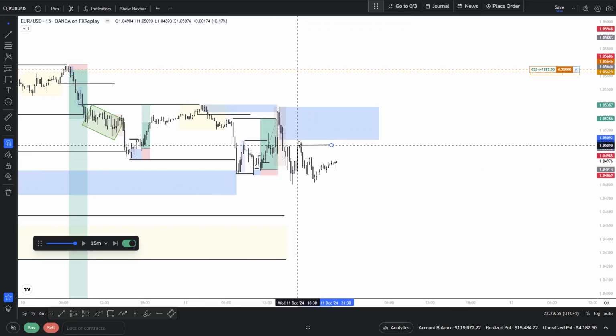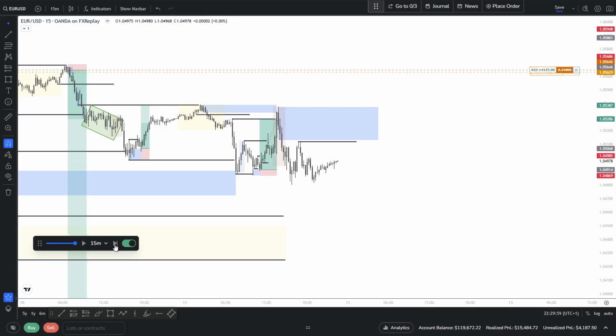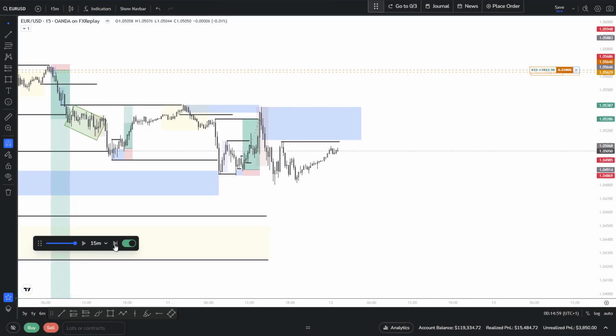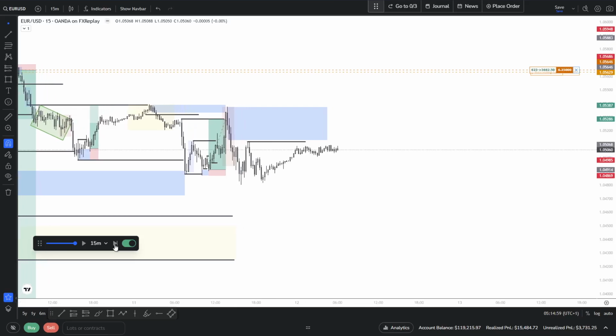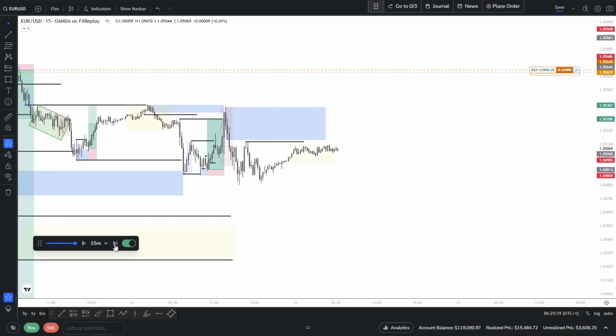Never mind. Now it's pretty much forming more liquidity. So there we go. This is a nice little high inducement and Asia session again. So let's just wait. Adding more liquidity to this. That's what I wanted to see.